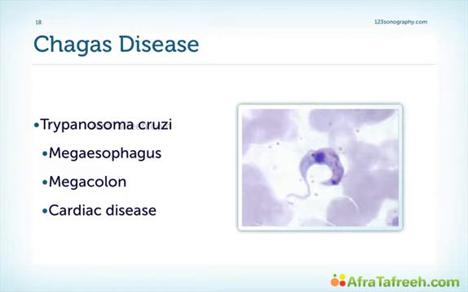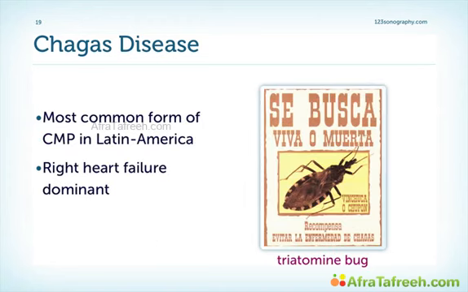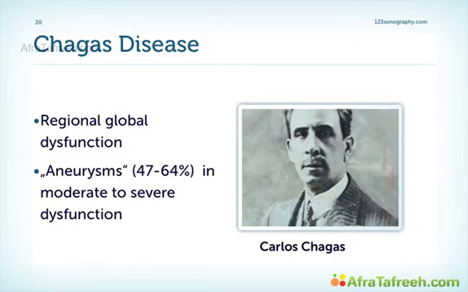Now I want to turn to another infectious cause of cardiomyopathy, Chagas disease. Just a short review, it's caused by Trypanosoma cruzi, which also causes megaesophagus and megacolon aside from cardiac involvement. It's a very infrequent finding in Western countries, but it's very common in Latin America, where it is transmitted by the so-called triatomine bug, and it primarily causes right heart failure, which is dominant in these patients. The typical findings are regional and global dysfunction, and very frequently you will find aneurysms, which are present in the majority of patients who have moderate to severe left ventricular dysfunction.